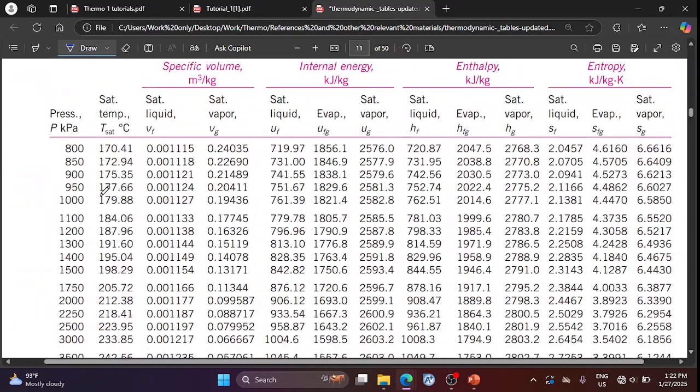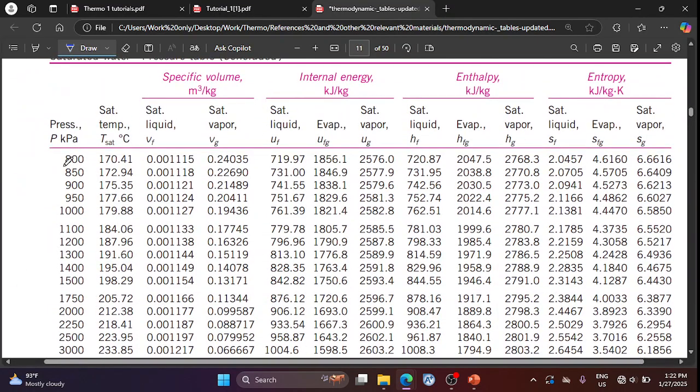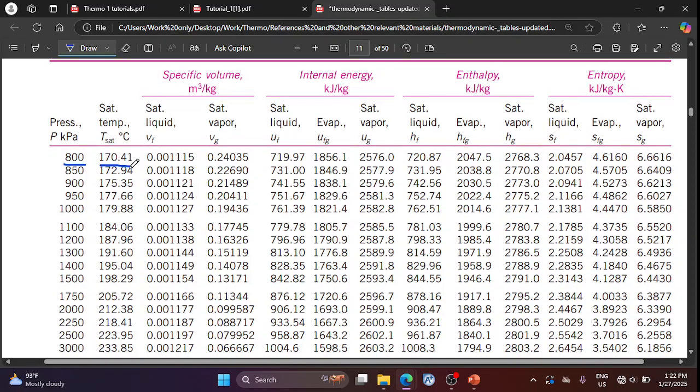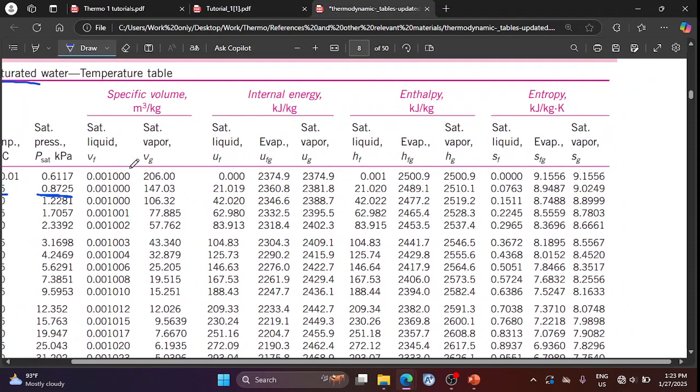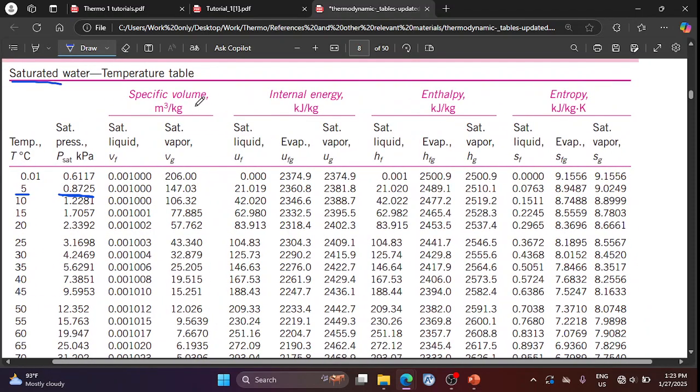In the same way, I can work from the pressure side. So maybe at a pressure of 800 kilopascal, the temperature I need in order for my system to be saturated is 170.41 degrees Celsius. Now, aside from the temperatures and the pressures, we can read other properties. We can read specific volume, internal energy, enthalpy, and entropy. If we see any property with the subscript f, it's for liquids. The subscript g is for gases.